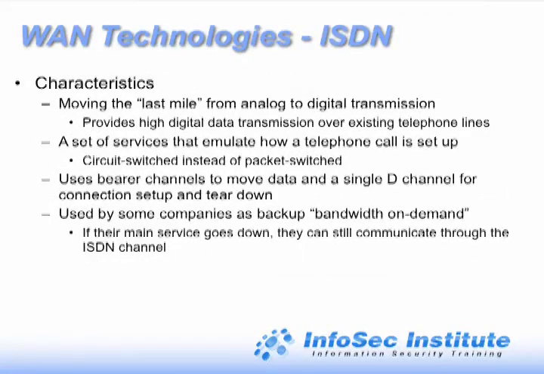Okay, ISDN characteristics. You're moving the last mile from analog to digital transmission. It provides high data transmission over existing telephone lines, so you get a little bit more speed. Does anybody remember the FCC regulations for maximum speed on modem lines? So you had your 56K modems. It was like 52. There was 14, then it went up to 28, 36, and then you had the 56K modems, but you couldn't quite get there. I believe it was like 52. With ISDN you got even a little bit more. You can even do multiple channels and get up to 128. That was real fast back then.